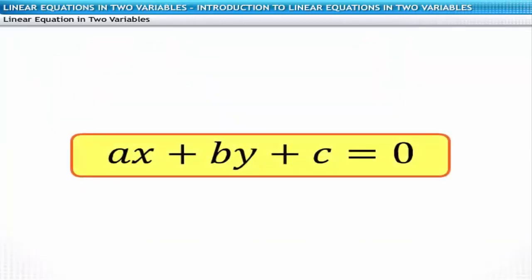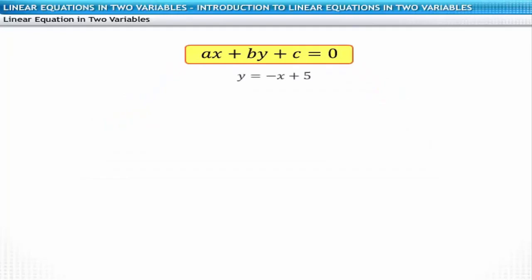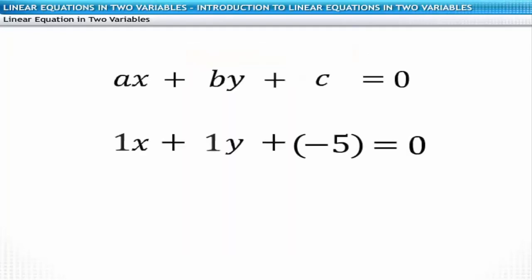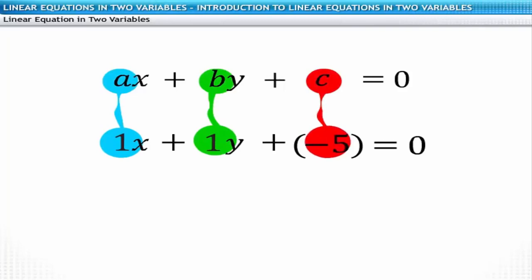Now let's see some examples of linear equations in two variables. Can we say that this is a linear equation in two variables? Let's try. We will rearrange the equation and see if it resembles the standard form ax plus by plus c equals 0. This equation can be represented as follows. Now let's check whether it matches the standard form. Now we can say that the equation is a linear equation in two variables, where a is equal to 1, b is equal to 1, and c is equal to minus 5.